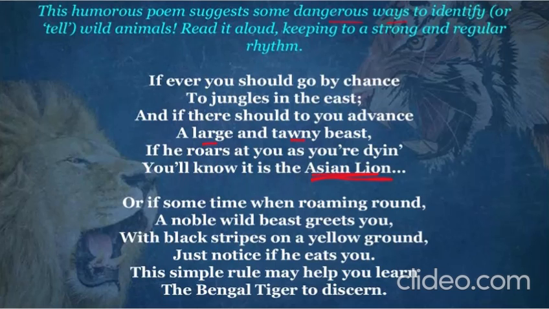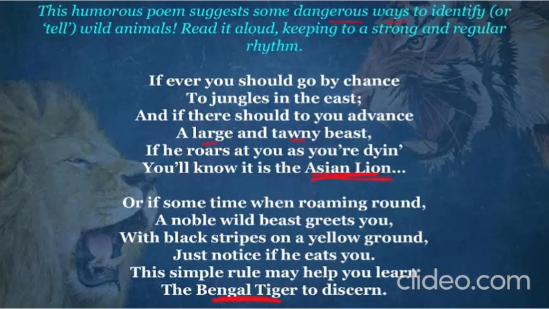Second one: or if sometime when roaming round, a noble wild beast greets you with black stripes on a yellow ground, just notice if he eats you. This simple rule may help you learn the Bengal tiger to discern. So in the next stanza, who is the main character? The Bengal tiger. In the second stanza, we are getting to know about the Bengal tiger.